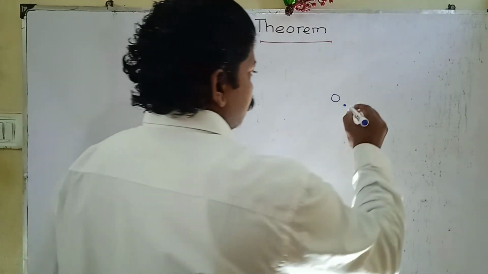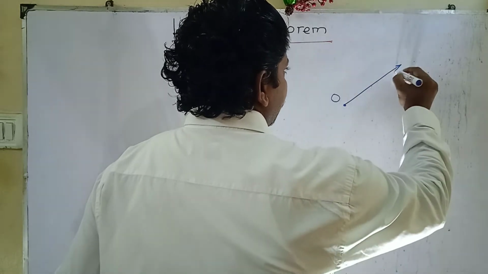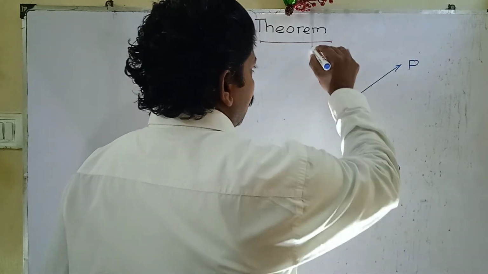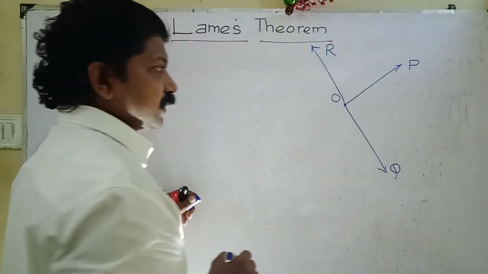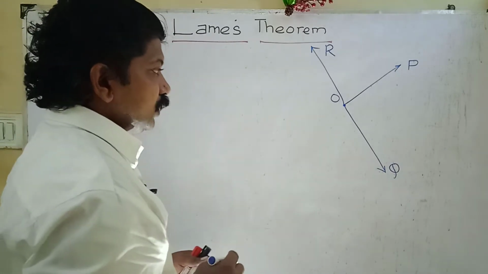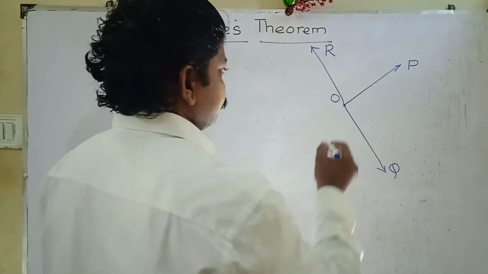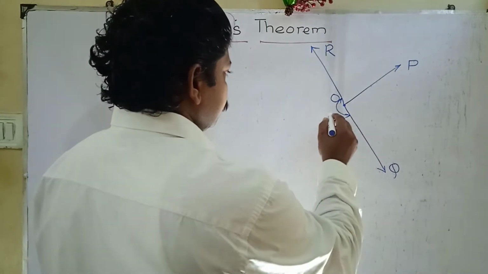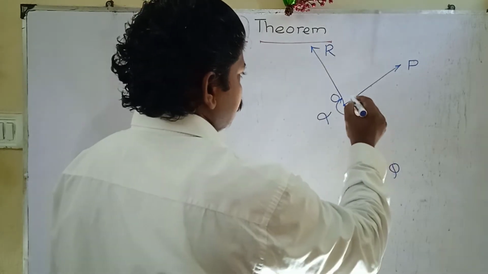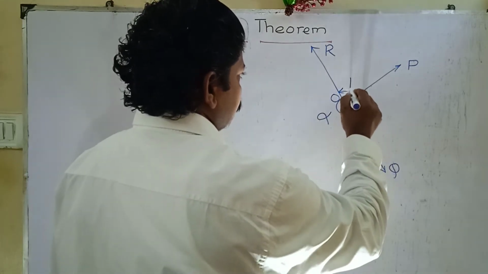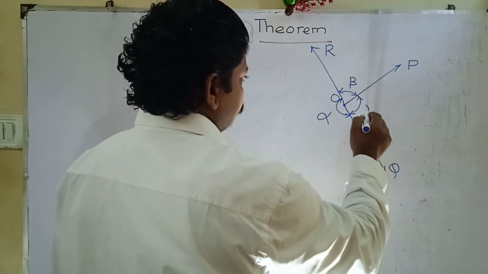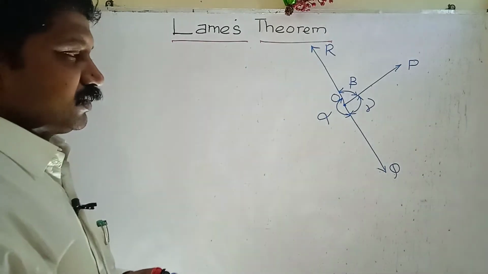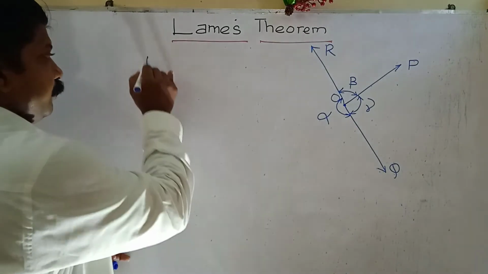Now at point O, three forces are acting: P, Q, R. Three forces acting at a point O. Now the angles between the forces are alpha, beta and then gamma. So as per Lamè's theorem, the resultant of the three forces is in equilibrium.